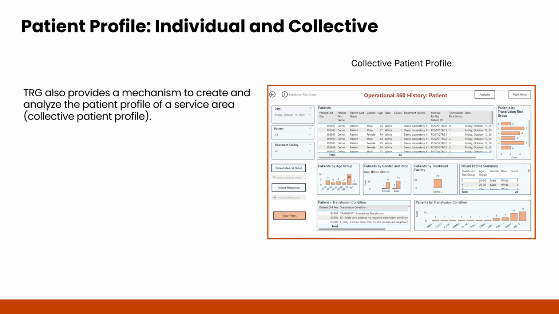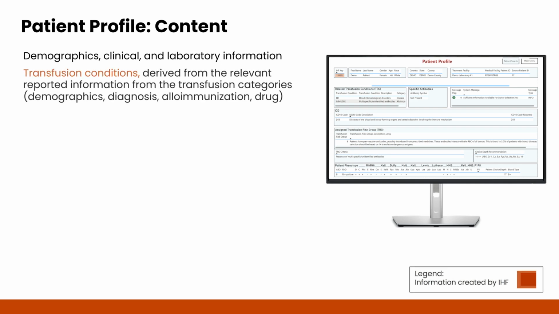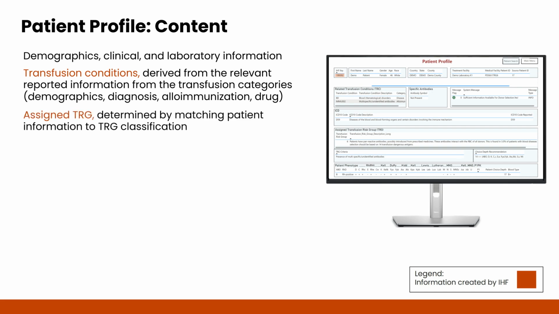What information does it include? Let's review. The patient profile content is used for IHF decisioning and analytics. It includes demographics, clinical, and laboratory information. Also, transfusion conditions which are derived from the relevant reported information. Next is assigned TRG, which is determined by matching patient information to TRG classification. As expected, phenotype information is included in the profile.